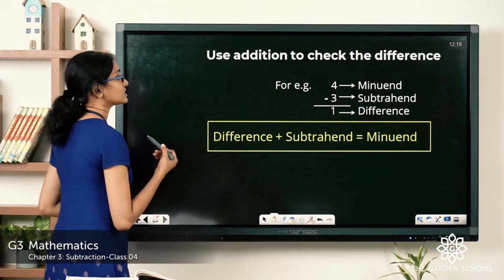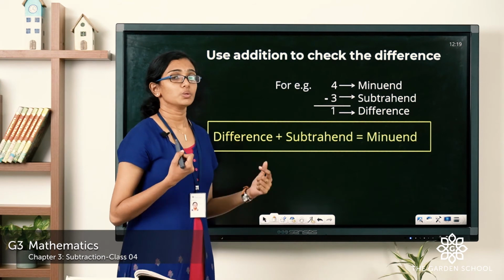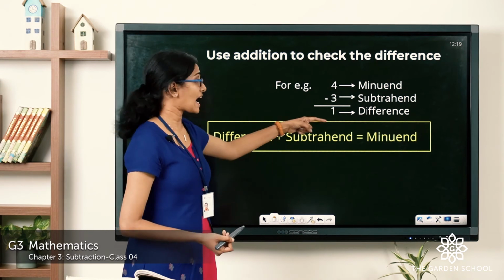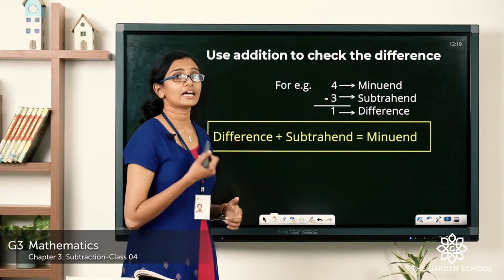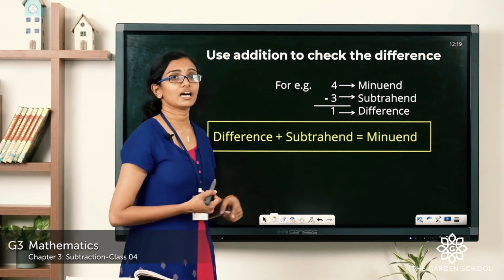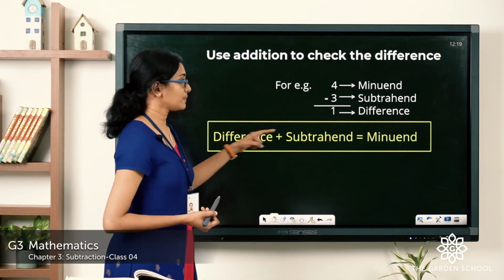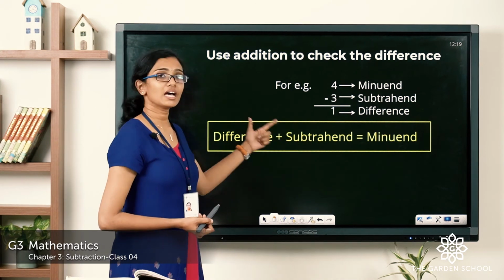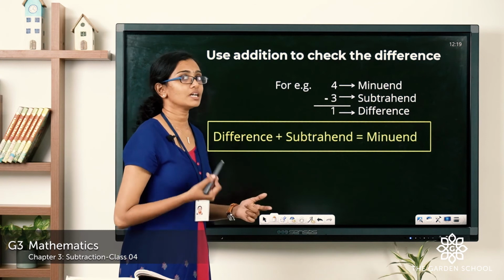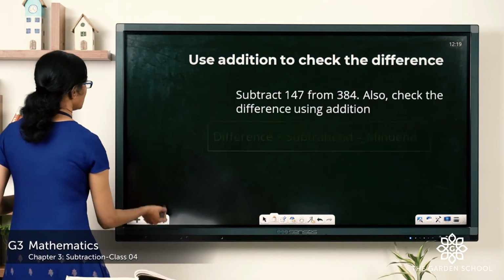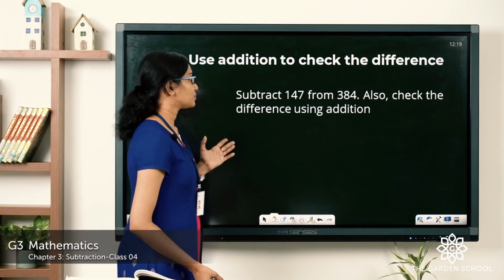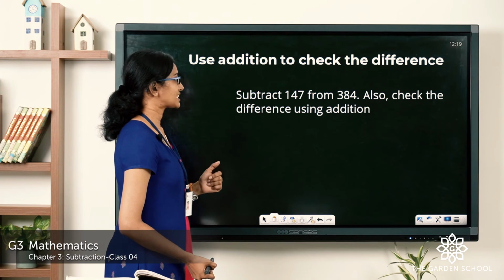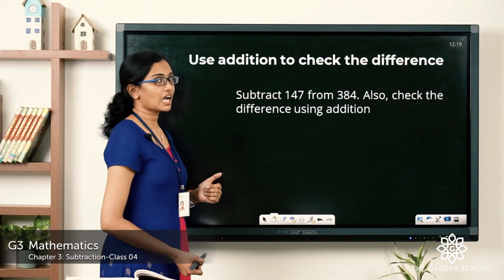So if a subtraction is done correctly, we can check the process. If it was done correctly, we can check that by adding the difference and the subtrahend and see if you get the minuend as the sum. So you keep in mind this formula, difference plus subtrahend will give you the minuend. This will help you to check if a subtraction was done correctly. Let's see one question here. Subtract 147 from 384. Also check the difference using addition. Let's see how we can do that.